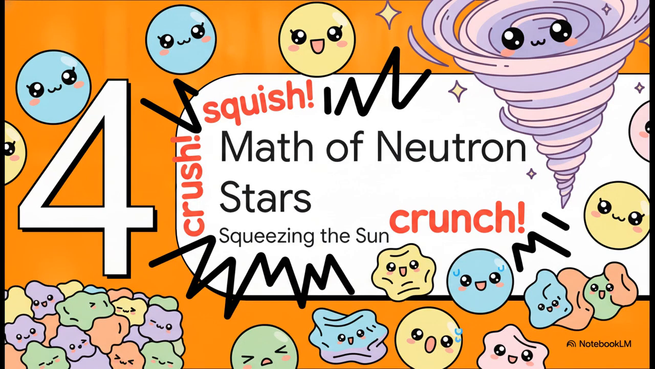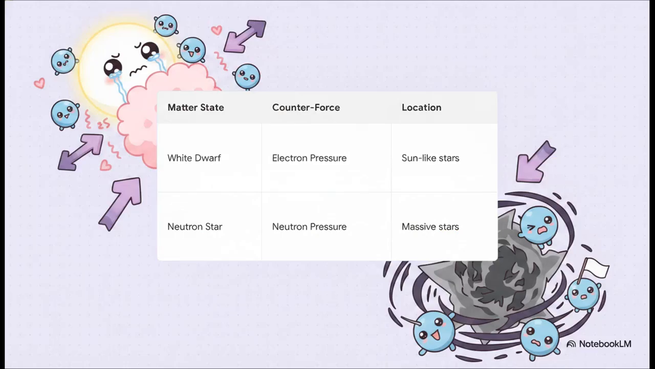Let's see what that crush does in Section 4, the math of neutron stars, squeezing the sun. Under this infinite mathematical spike in gravity, normal atoms simply cannot survive. The extreme pressure literally forces the particles to mutate, creating what physicists call degenerate matter. When gravity squeezes atoms, the electrons are pushed intensely close to the nucleus.